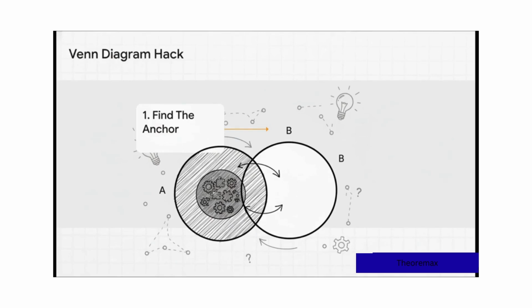And now for that pro hack I promised. Whenever you're trying to solve a problem with a Venn diagram, any problem, always start with the intersection. I'm serious, that shared overlap in the middle, that's the anchor for the entire diagram. Once you figure out what's in the middle, all the other pieces just fall into place so much more easily.